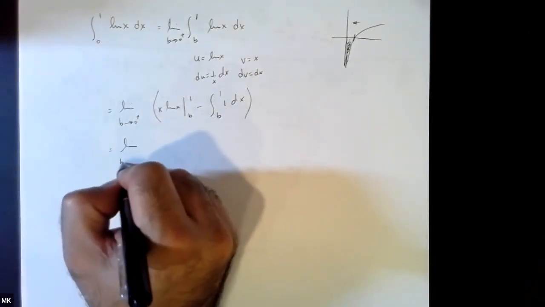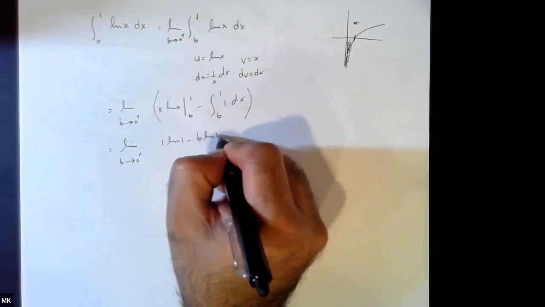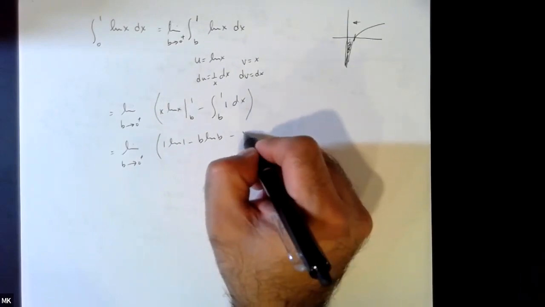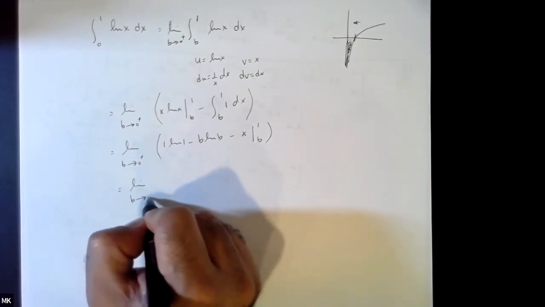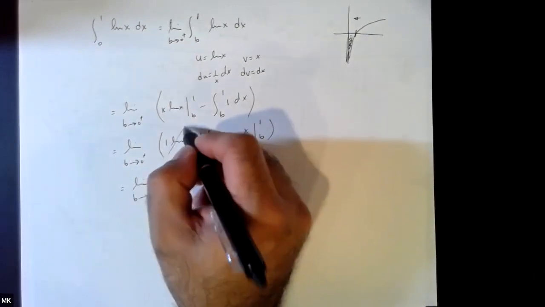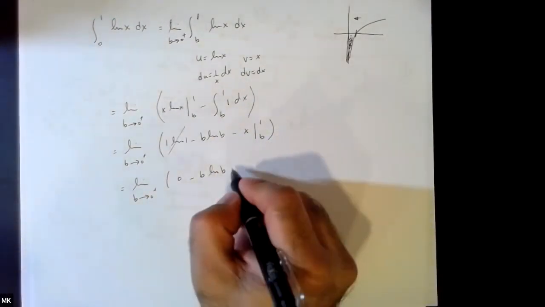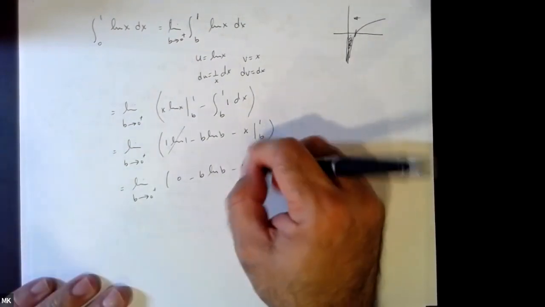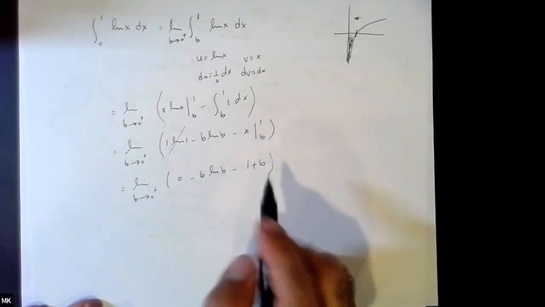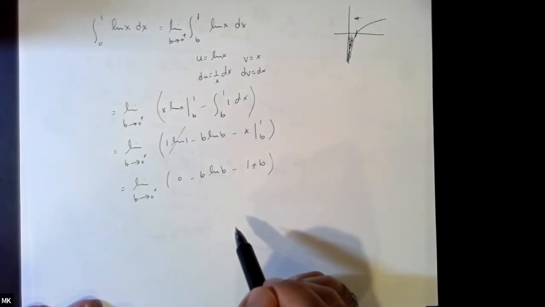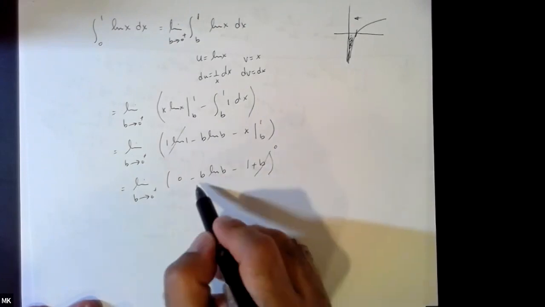So it's going to be the limit as b goes to 0 from the positive side of 1 ln of 1 minus b ln of b, we'll take care of that, minus x from b to 1, which is the limit as b goes to 0 from the positive side of ln of 1 is 0, so 1 times 0 is 0. b ln of b, we're going to have to take care of that, minus 1 minus 1 plus b. So now as b goes to 0, obviously this goes to 0, that's gone. We're left with something like this.